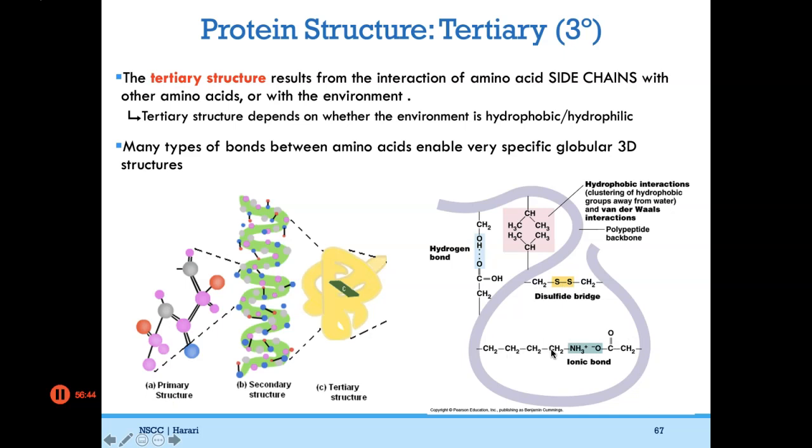These two amino acids are both charged. This amino acid is positively charged. This amino acid is negatively charged. So these can make an ionic bond with each other. So all of these types of bonds are going to help conform and twist the protein in a certain structure.